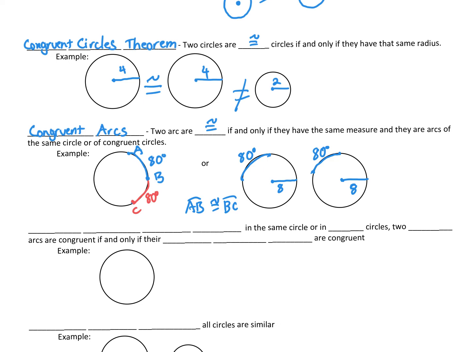And it doesn't necessarily have to be in the same spot. So if this here was also 80, these two arcs, if this is A and this is B and this is D and this is E, we can say arc AB is congruent to arc DE.